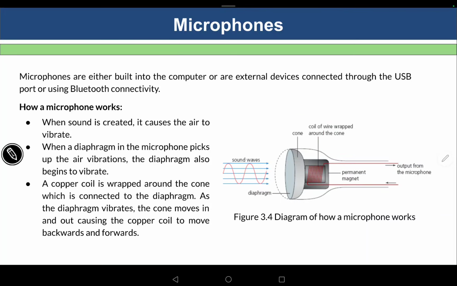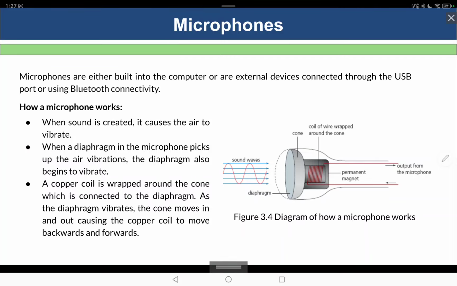Now let's look at microphones. Microphones can either be built in or external, meaning that it can be inside your device, your computer, or it can be a separate device on its own that is connected to the system using USB or Bluetooth. So how does a microphone work?